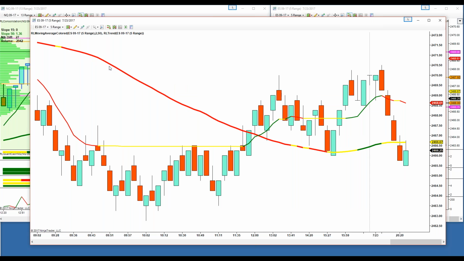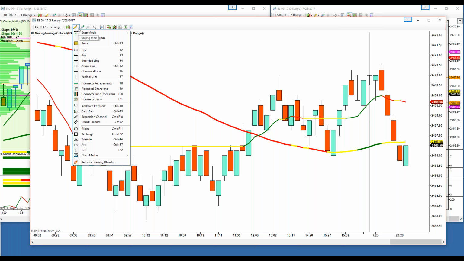When it reaches a certain slope, it turns red. When it's fairly neutral, it's yellow, and when it's sloping up, it's green. This is our proprietary 15-period moving average. You can see it also has a color bias. This provides us with really nice market structure to help us define price action. Moving average colored, 50-period simple moving average, 15-period proprietary moving average.